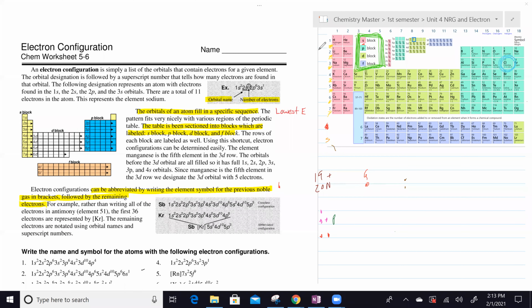Now, if you notice, nothing ever changes. Hydrogen and helium are always 1s2. So I will start you off. Okay. Chlorine. Chlorine. 1s2. That covers hydrogen and helium. You go from there.